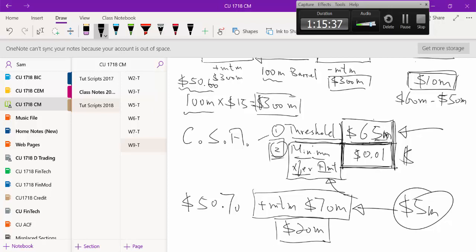It's the minimum transfer. It's different from the threshold of 65 and the minimum. Oh yeah, I agree. Why did I say 65 here? Did we say 50? Yeah, as soon as you start changing the numbers, whether you change this number or you change this number, you get different results. I agree.